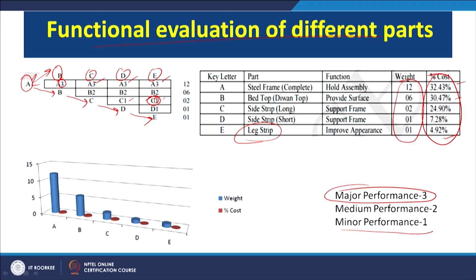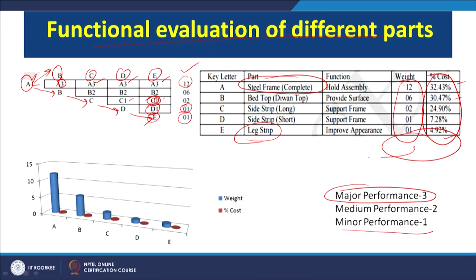A is the most important part because 3, 3, 3 and 3, so 12, whereas D is our side strip which has a lesser contribution, and E has also got a lesser contribution. What we have found out here is that from the cost point of view also the steel frame is contributing more. From this decision matrix also, A, our steel frame, is an important part of our product. So we have now focused on what the lesser important parts are, what the more important parts are, what their contribution is, and how they are going to influence the functional performance of the other parts.